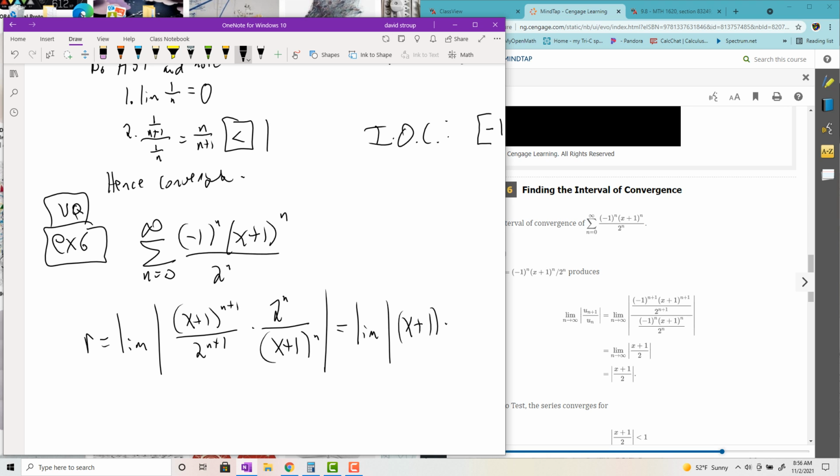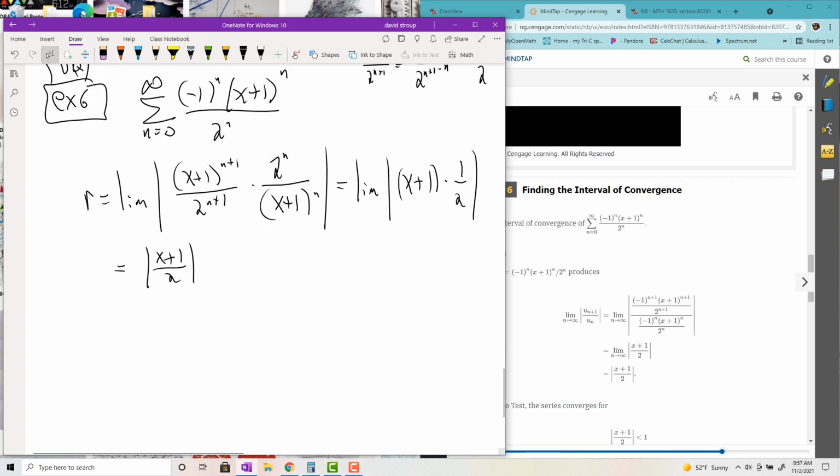And then 2 to the n over 2 to the n plus 1. How does that work? I'm going to bring the top downstairs. So I'll have 1 all over 2 to the n plus 1 minus n in the denominator. So you get 1 all over 2 to the 1, so just 1/2. That whole thing is not dependent on n, so you could basically think of it as a constant, and the limit of a constant is the constant. So you get the absolute value of x plus 1 all over 2.